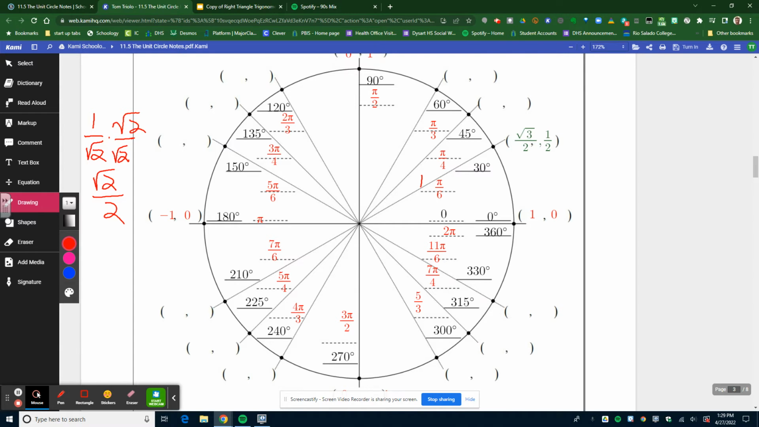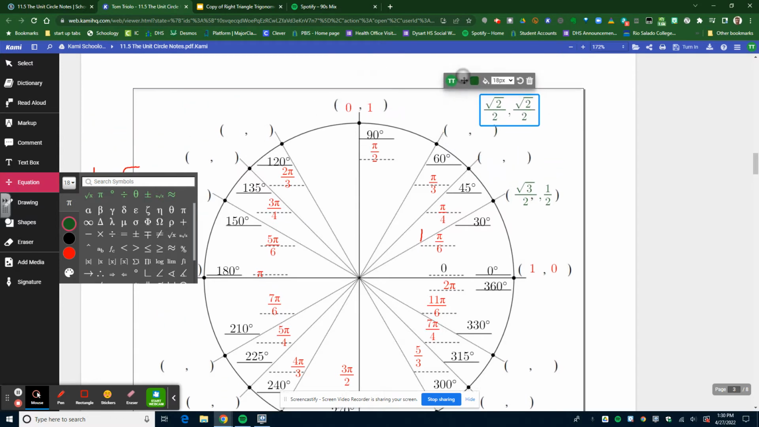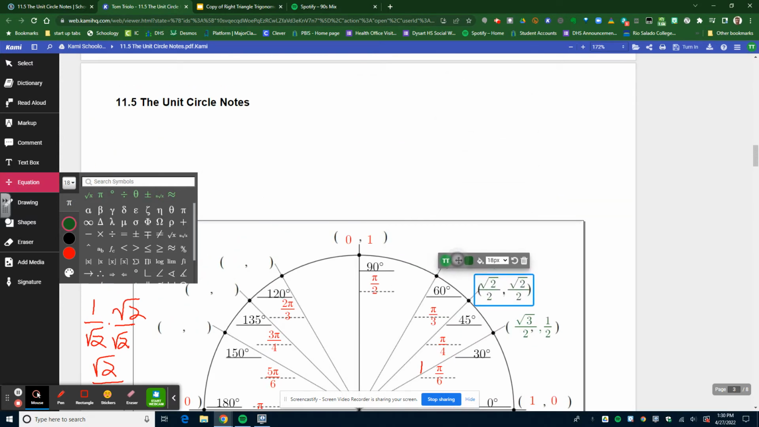So my coordinate points up here, since this is an isosceles triangle, are both square root of 2 over 2. I'm going to show you a little shortcut trick on how to do this in a moment. So square root of 2 over 2, comma, square root of 2 over 2. I will show you how to memorize these without too much trauma.